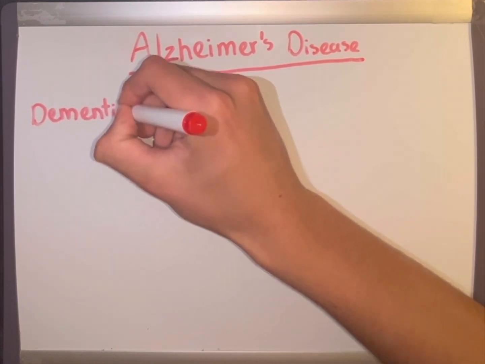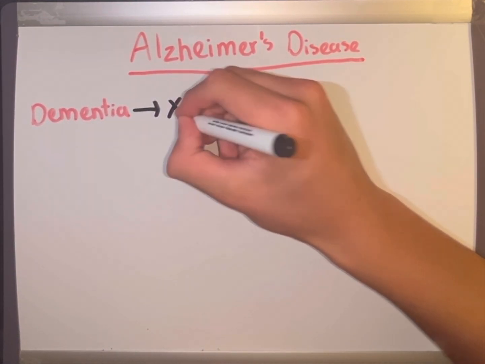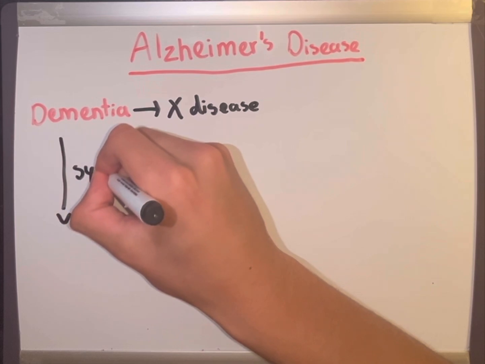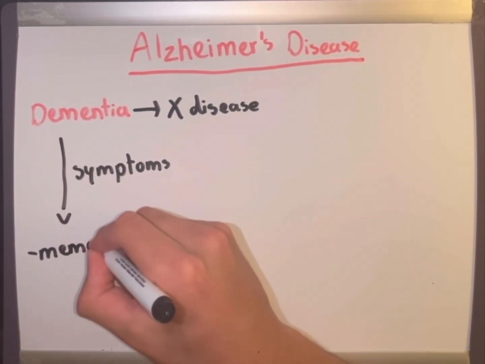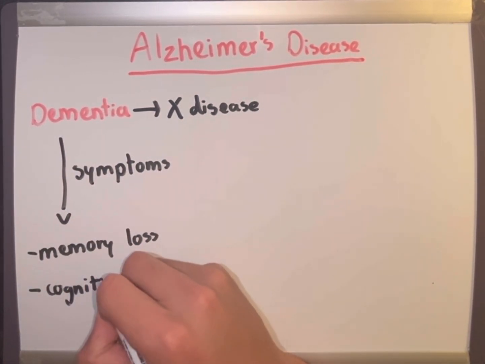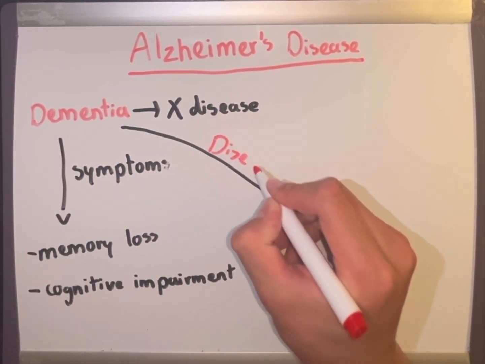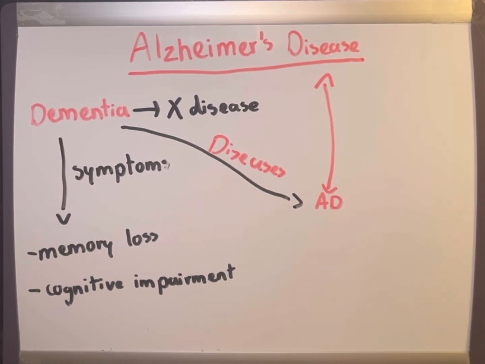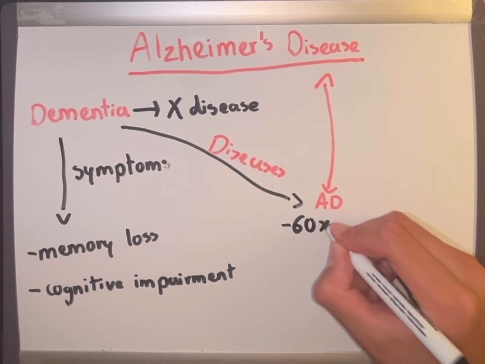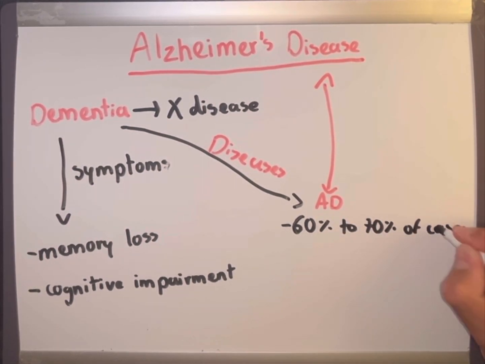So, contrary to popular belief, dementia is not technically a disease. It is rather a general term used to describe symptoms such as memory loss and other cognitive impairments. It is caused by diseases such as Alzheimer's disease, which is the leading cause of dementia, as it causes approximately 60 to 70% of all dementia cases.